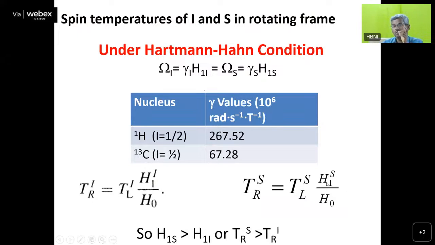So invariably, what will happen? The rotating frame temperature of the S nucleus is higher than the rotating frame temperature of the I nucleus. Is it clear to you? Hope it is clear to you.